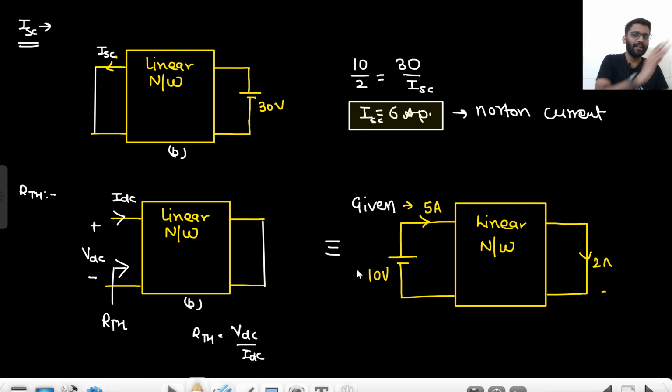By this given circuit, look, the same thing is there. I have applied a battery of VDC and getting a current of IDC. So if I had applied a battery of 10 volt, I would have got a current of 5 ampere. So what is my RTH? My RTH is 2 ohm. So your ISC is 6 ampere and your RTH is RTH, or I can call it RN.